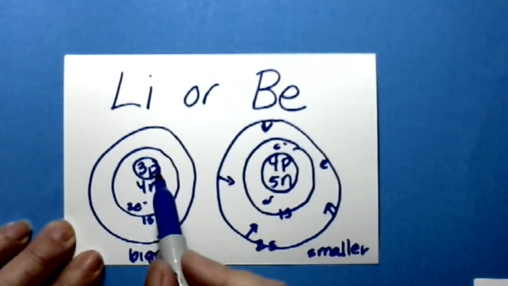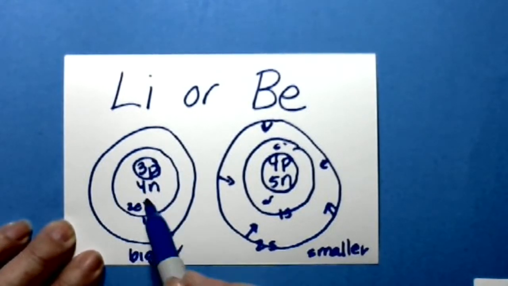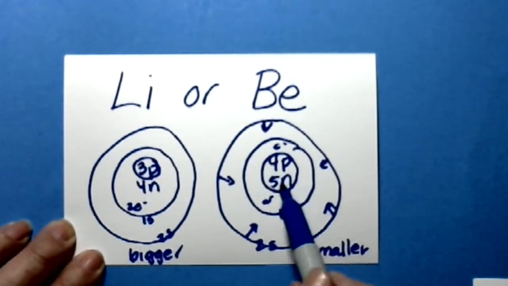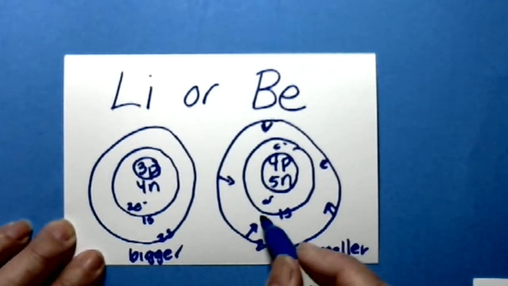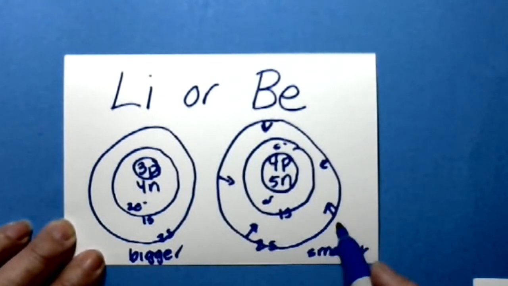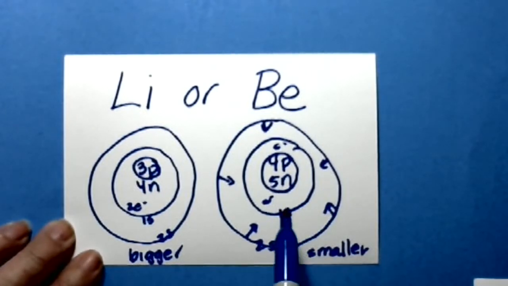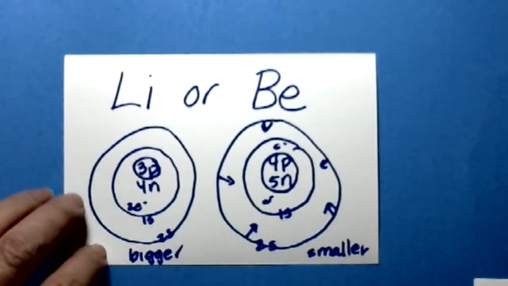3 protons pulling in, 2 electrons kind of blocking the path. Here we have 4 protons pulling in and 2 electrons blocking the path. So a larger charge inward, a larger nuclear charge or effective nuclear charge. This gets smaller. And so lithium is bigger than beryllium.